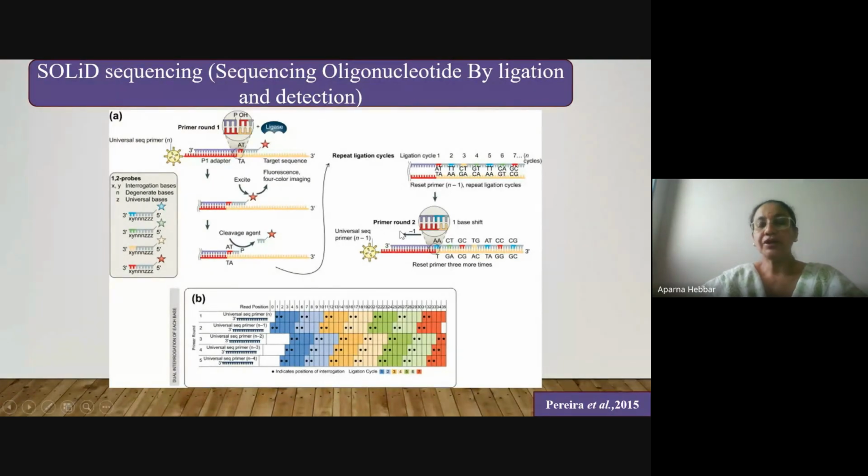But the point involved here is that the second round of primer is one nucleotide shorter than the earlier primer. That means if the first round primer has n nucleotides, this one has n-1. That means one less nucleotide than the earlier primer. So this is repeating, and the cycle will be continued like this.